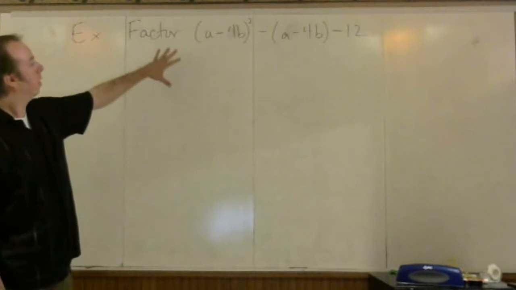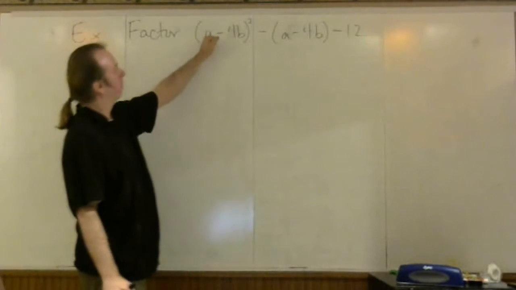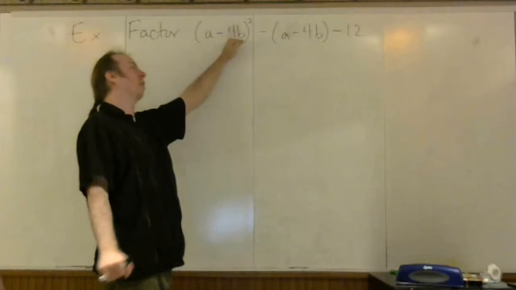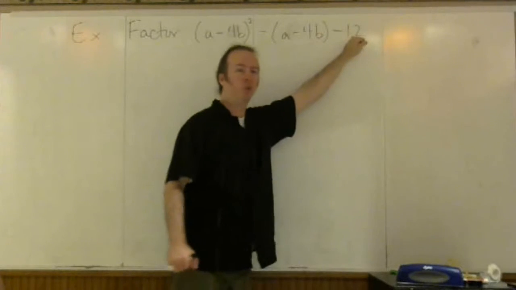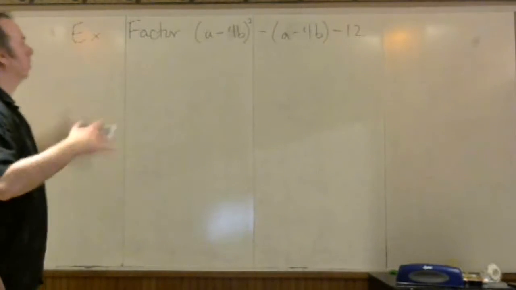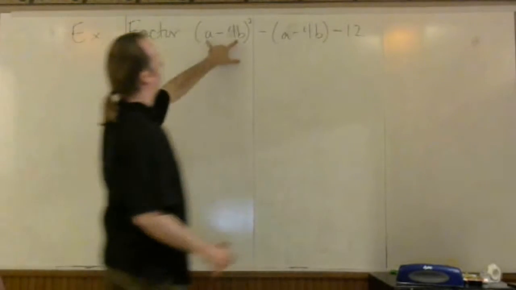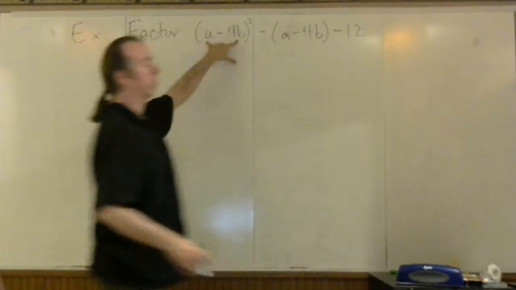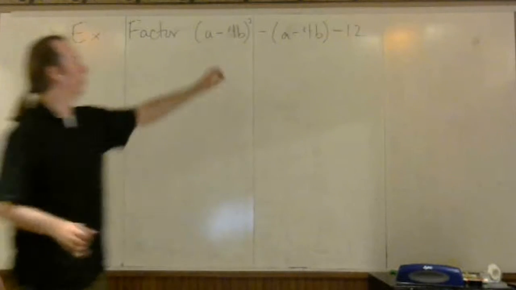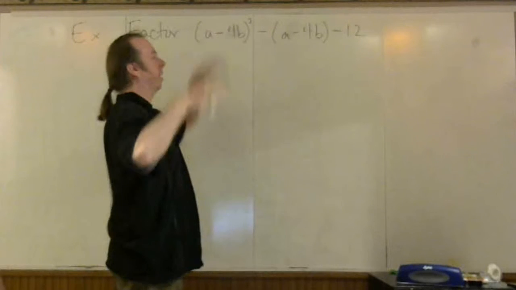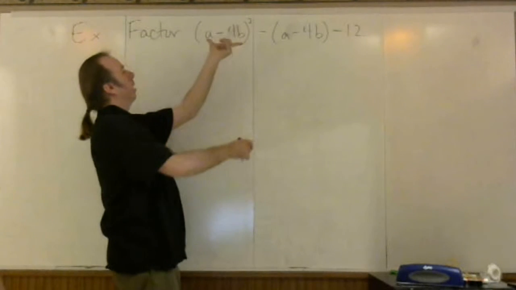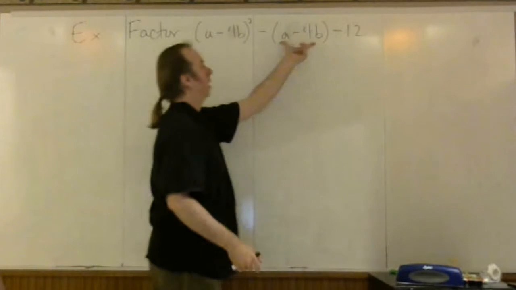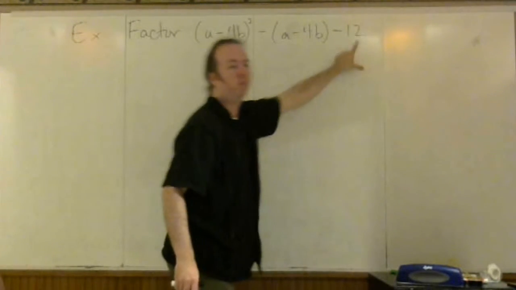Alright then, here we're trying to factor (a - 4b)^2 - (a - 4b) - 12. This one's a little bit tricky because I've got this a - 4b in here, but ultimately this is a quadratic. I can factor this just as I factored other things. I've got this thing squared minus this thing minus 12.